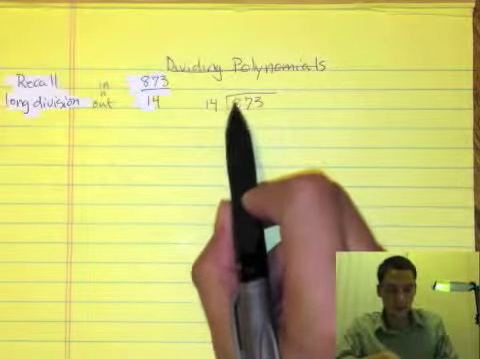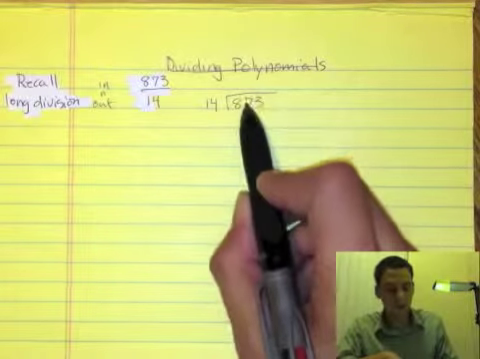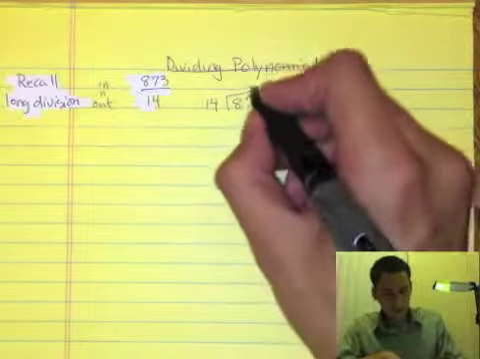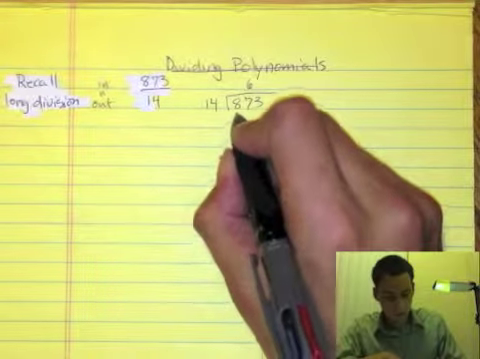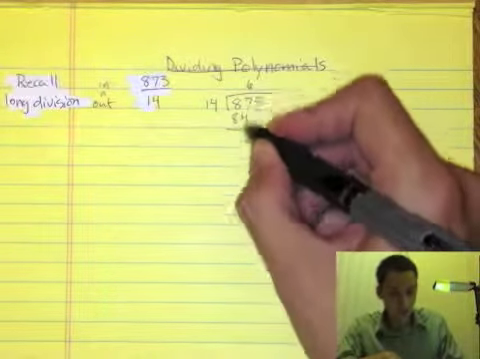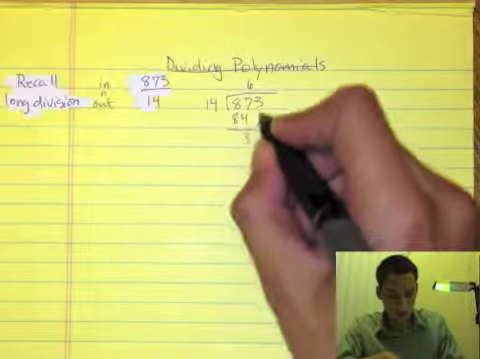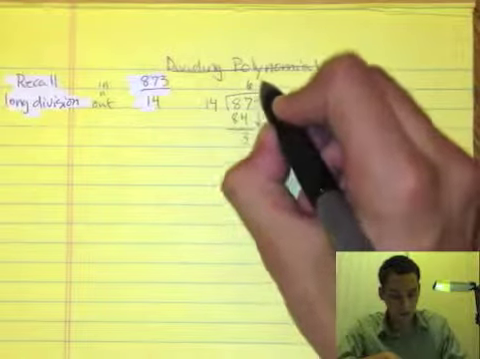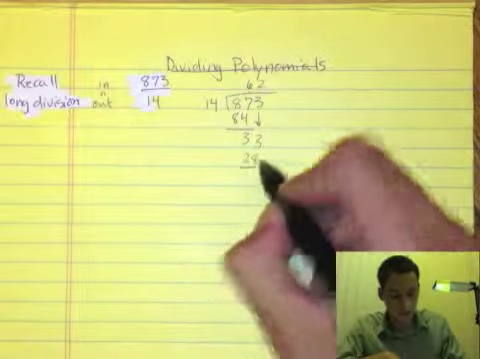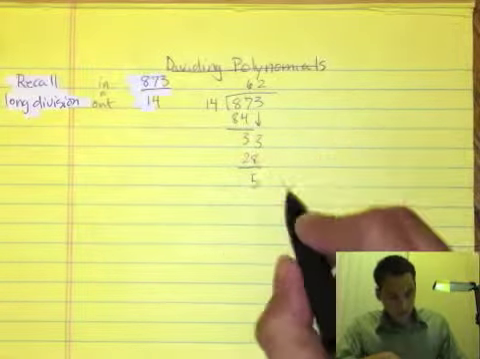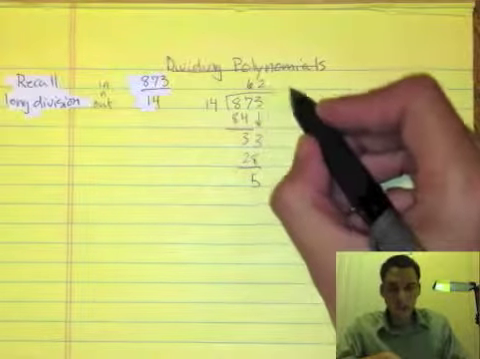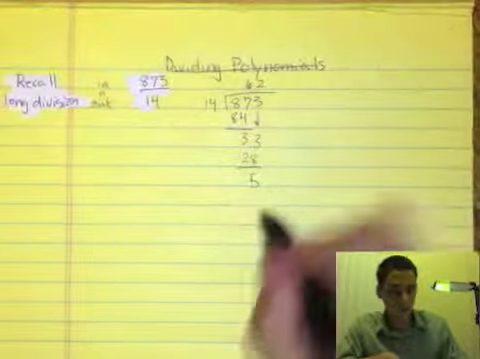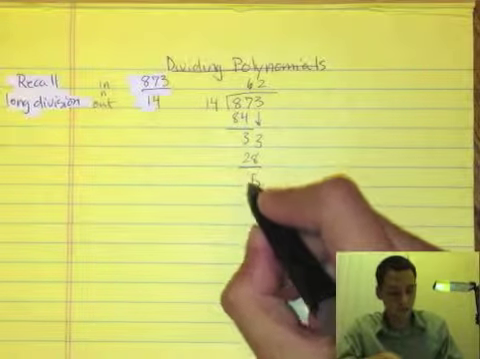14 can't go in the 8, 8 is too small, so then you move on to 87, and you'll have 6 times 14 is 84. Then you subtract these and get 3, and then bring down your 3. It's just remembering how to do this. Then 2 will work, and then 28, and then 5. Normally we could keep going and put a decimal up in there, but for what we're going to be doing, we'll stop here.